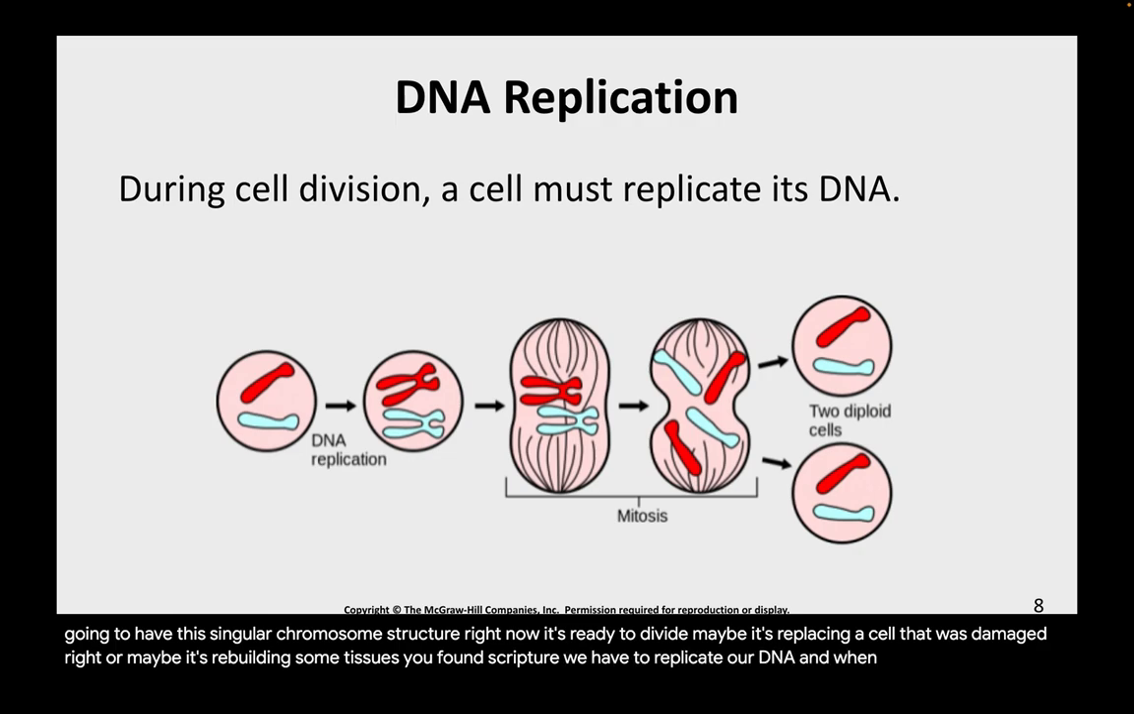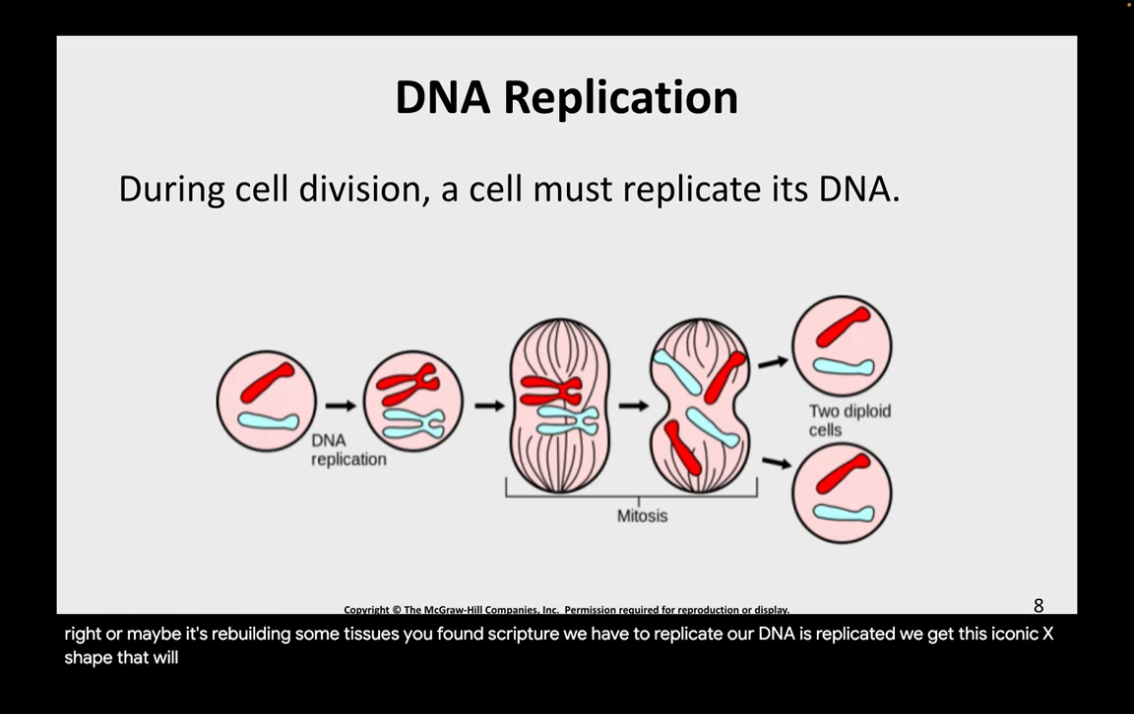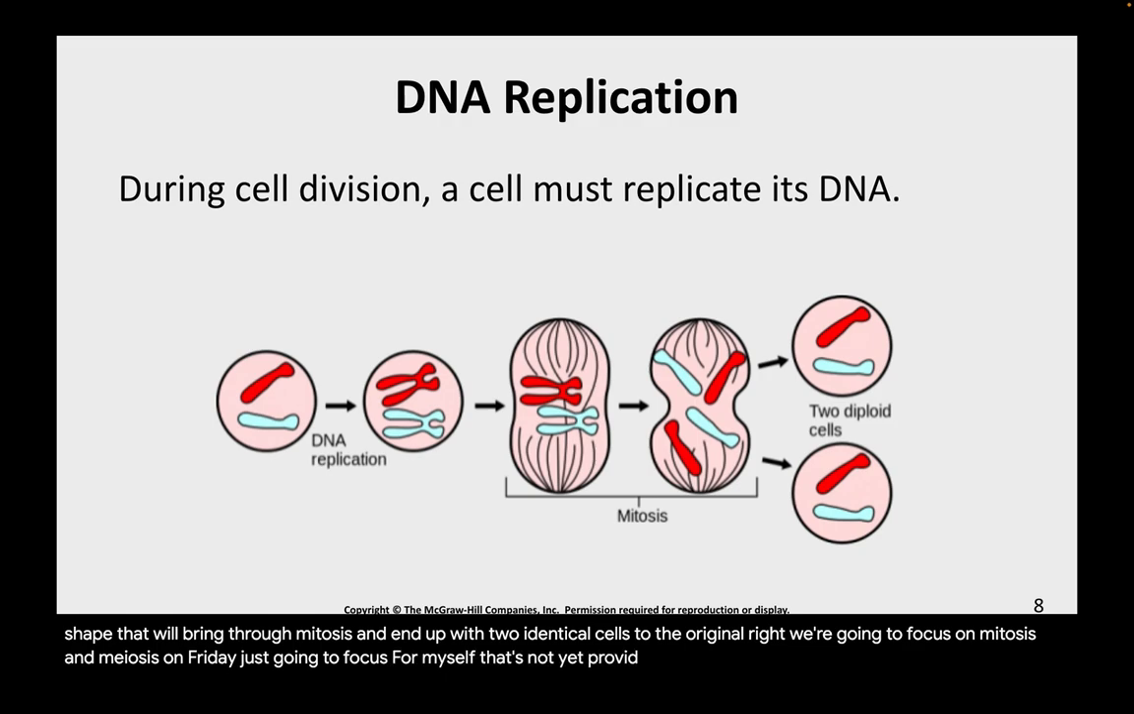And when DNA is replicated, we get this iconic X shape that will go through mitosis and end up with two cells identical to the original. Now we're going to focus on mitosis and meiosis on Friday. Today we're just going to focus on replication. So how do we go from a cell that's not yet dividing to a cell that's ready to divide? How do we duplicate our information?